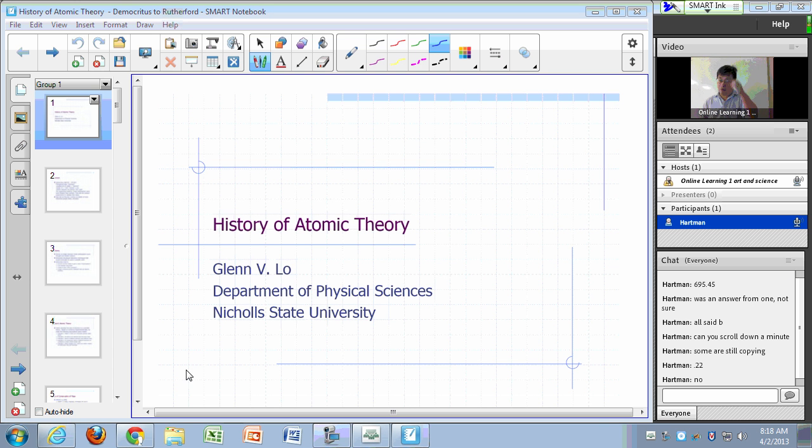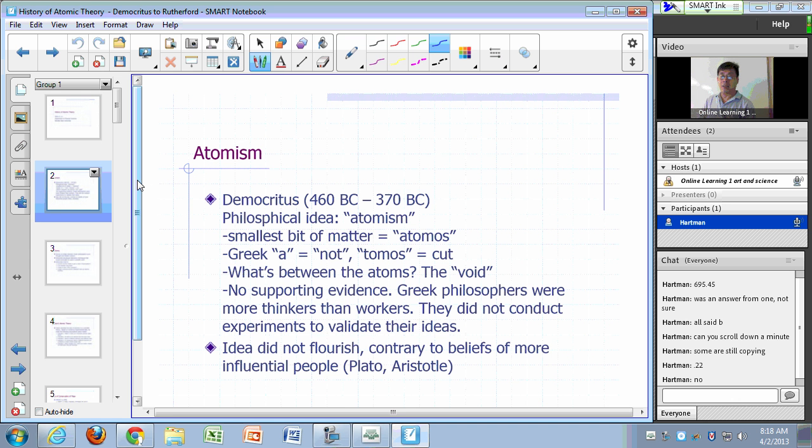So continuing our lesson, let's now talk about the history of the atomic theory, and that will set the stage for us for looking at the modern description of what an atom is. Okay, so let's talk about the concept of atomism first.